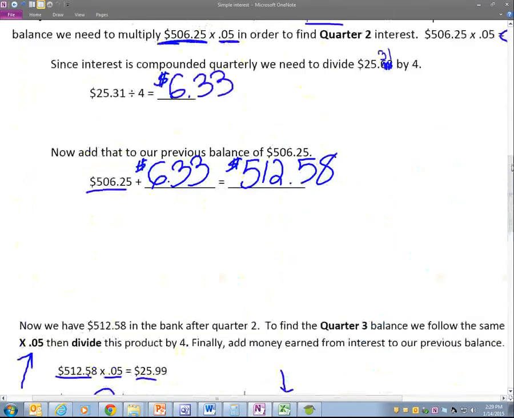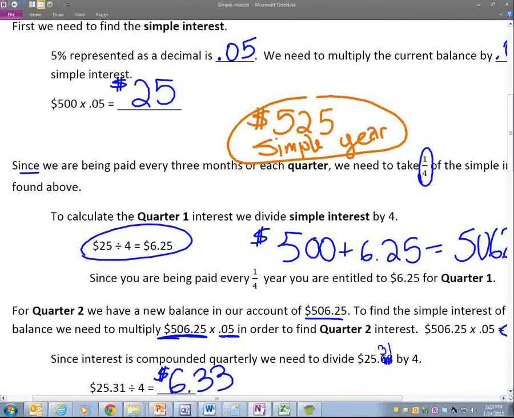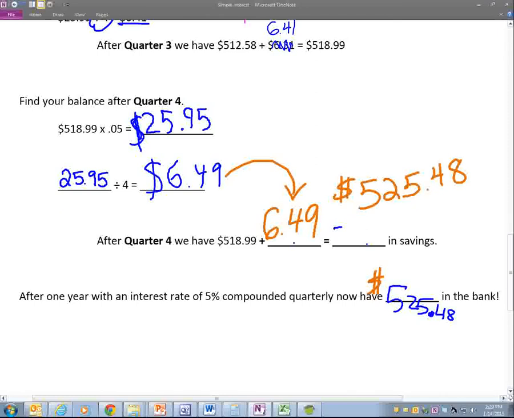$525.48. When we had the compounded interest just once a year, it was less. Okay? It was less. So compound is a way to make more money more often when it compounds quarterly. Okay? So when it compounds quarterly, we make money. Now, it's not that much more money. However, if the volume of cash was higher, you'd make a lot more money more often. Okay?